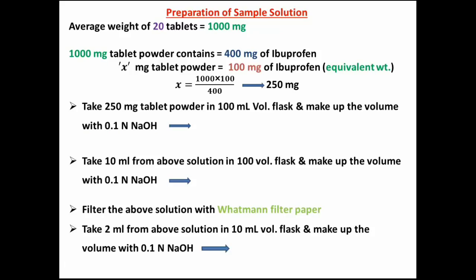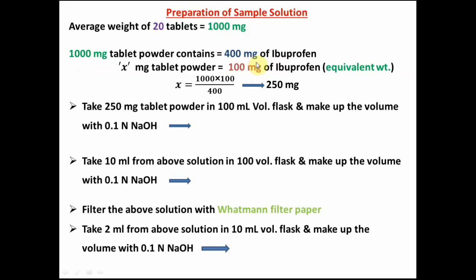So we have prepared the standard stock solution of paracetamol and the standard stock solution of ibuprofen. Then we are going to prepare the sample solution, that is the sample mixture, the tablet. For that, we have taken 20 tablets and the average weight of the 20 tablets is 1000 mg. So we have to calculate the equivalent weight. Suppose there is 1000 mg tablet powder. In 1000 mg tablet powder, 400 mg is ibuprofen.